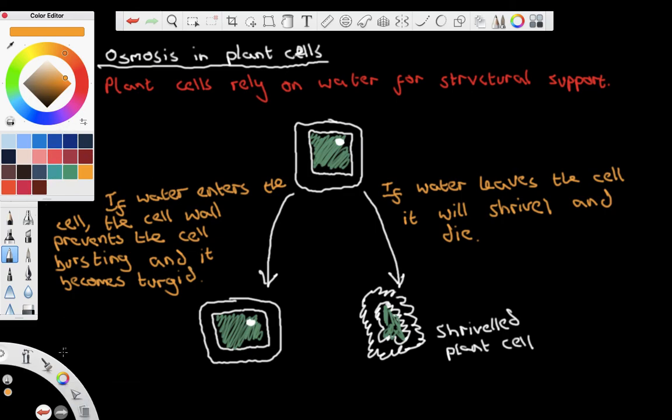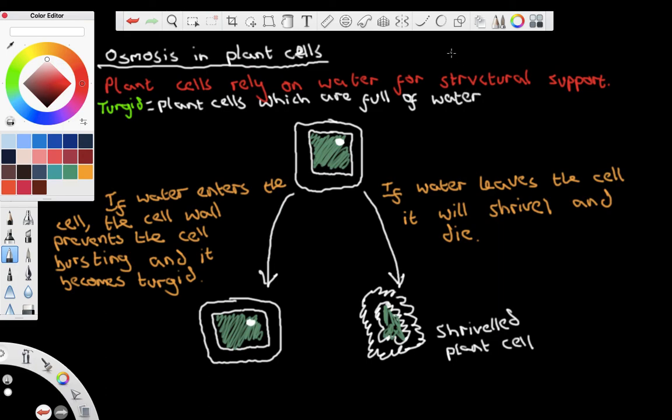So, turgid we can define as a key word. Turgid means plant cells which are full of water and their cell walls bow out as a result.